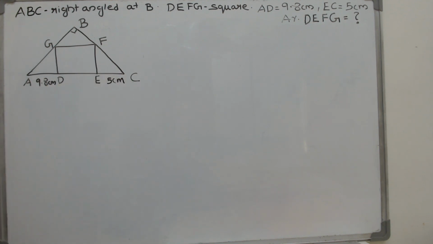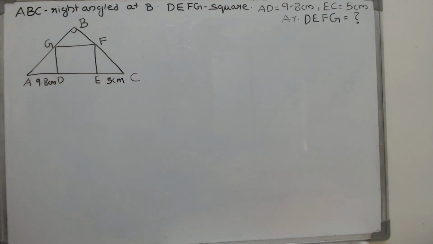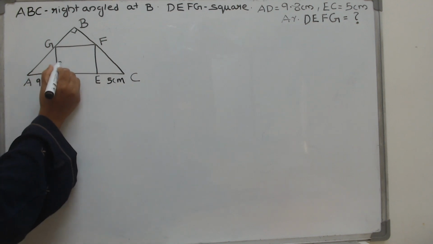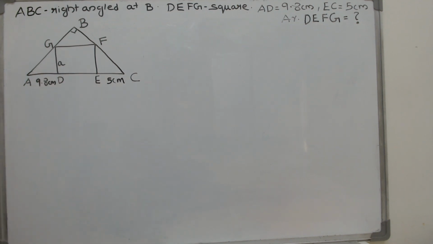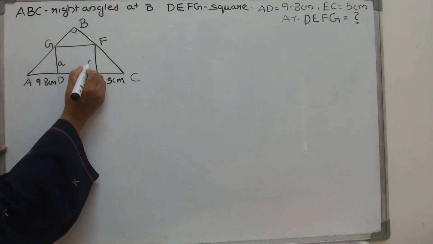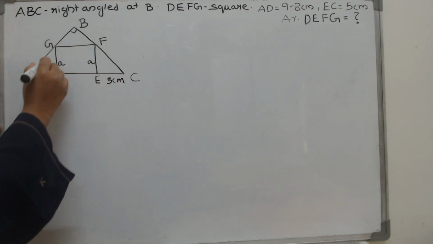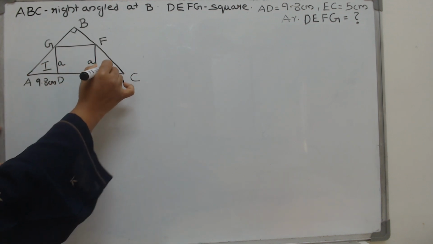What we need to find is the area of this square DEFG. Let the side of the square be of measurement A centimeters. Then if this is A, this will also be A. Now consider the two triangles. These two triangles, I will name them 1 and 2.